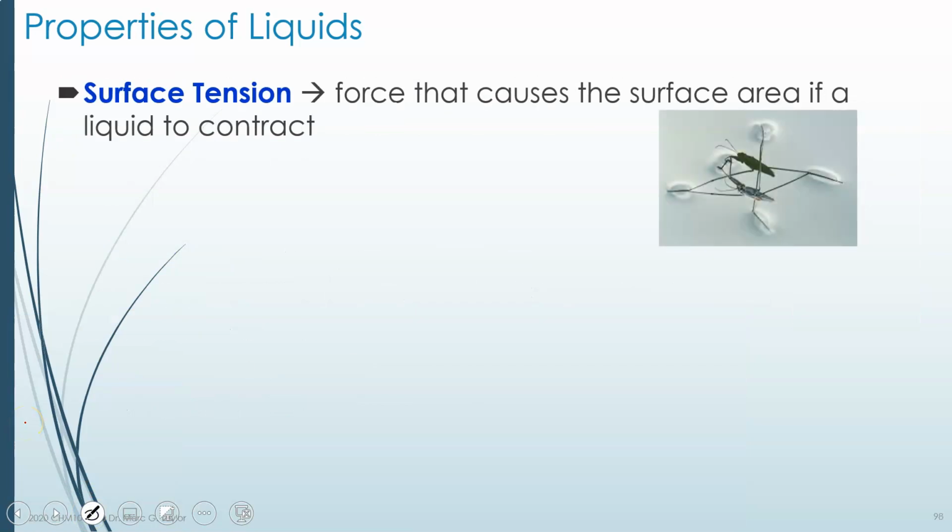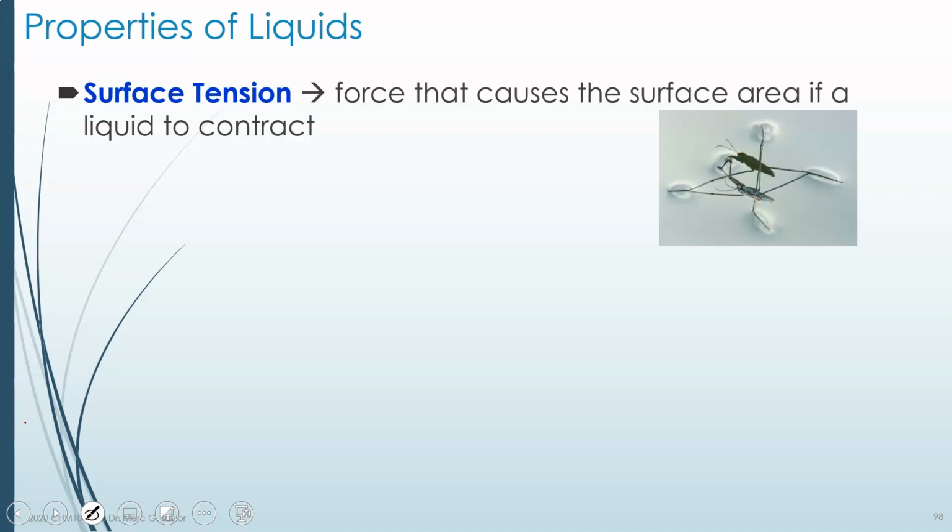Let me erase these. Two more properties that are affected by IMFs. The first one is surface tension. Surface tension of a liquid is how strong the bonds are between molecules at the surface of a liquid. And we all know that water has a certain amount of surface tension. Some molecules have even greater surface tension.